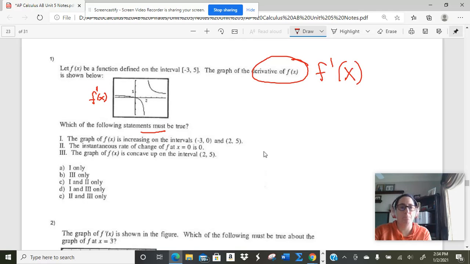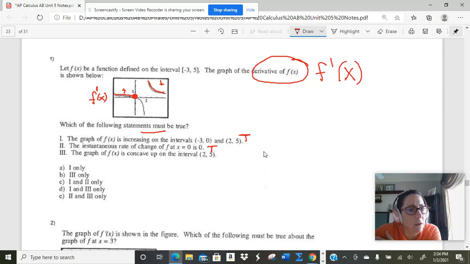Okay, so increasing from -3 to 0. Well, that would mean that f prime is positive. That's good. And then 2 to 5, f prime is positive there. Okay, so that is true. The instantaneous rate of change at x equals 0 is 0. Well, what is f prime of 0? It is 0. That is true.